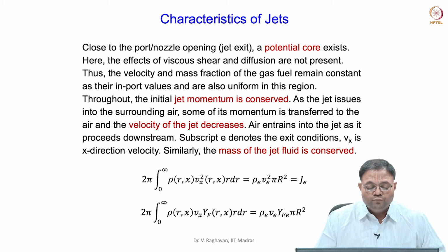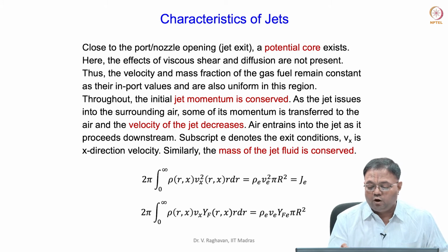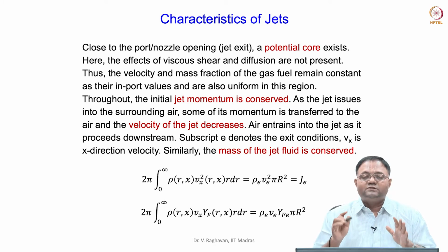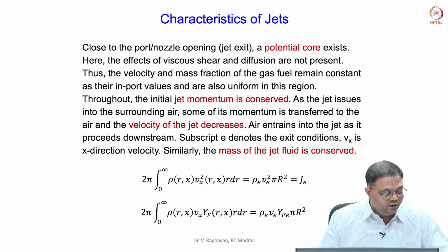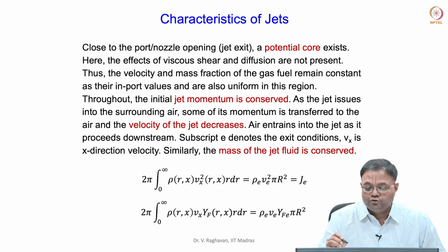So, here the effects of viscous shear or diffusion are absent, are not present. See, when the jet goes out, it has some viscous effects by which it actually pulls in the atmospheric air inside it. So, that action is not felt until the distance of xc here, this xc, which is called the potential core.